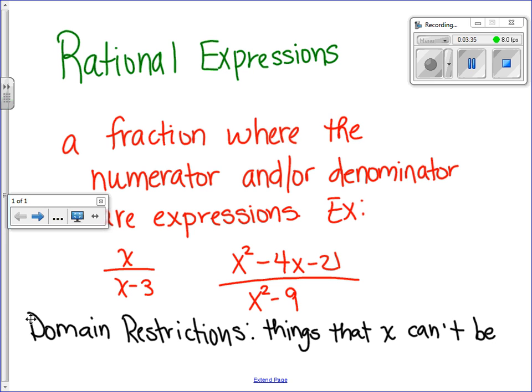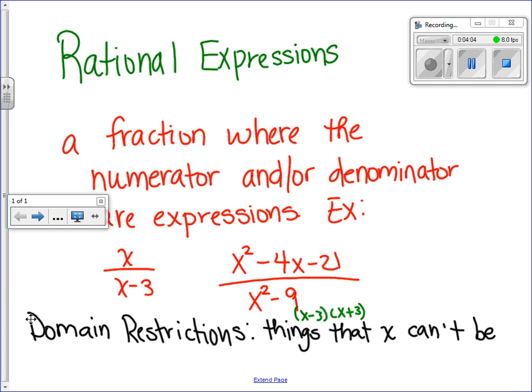negative 3. Right. See, this one would have to be factored out. See, there was a reason we factored last week and did rational expressions this week. X can't be 3 and it can't be negative 3. Because if it's either of those, I'm going to end up with a 0 in the denominator. That's not allowed. Okay?